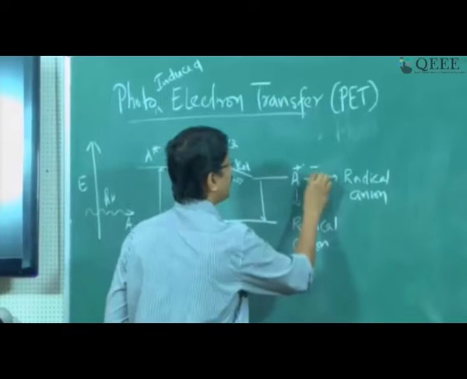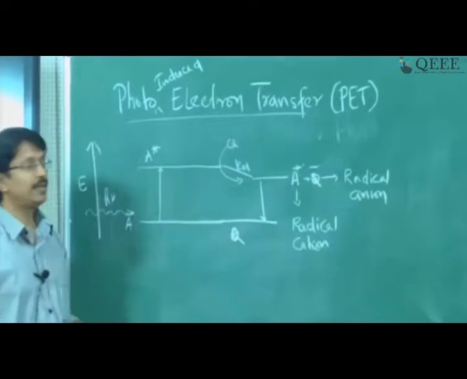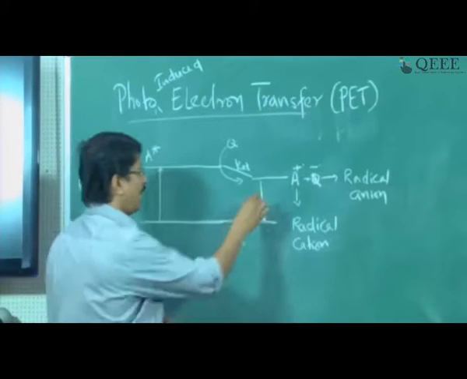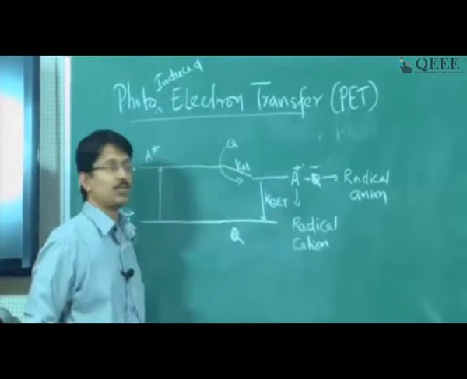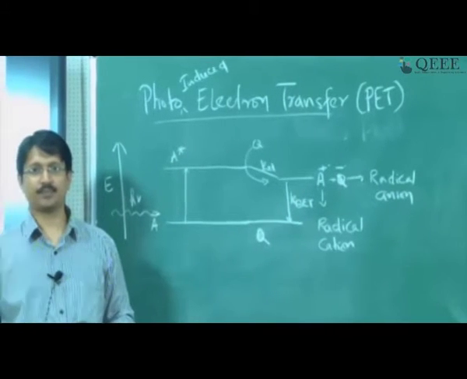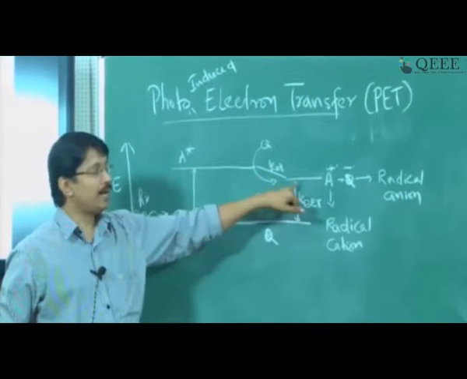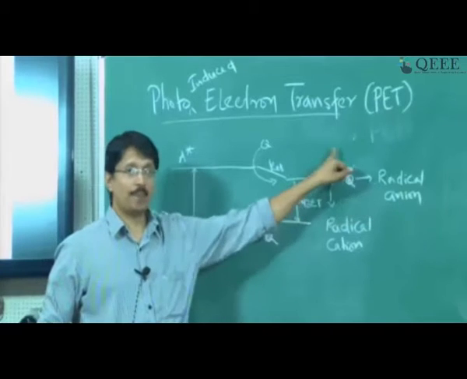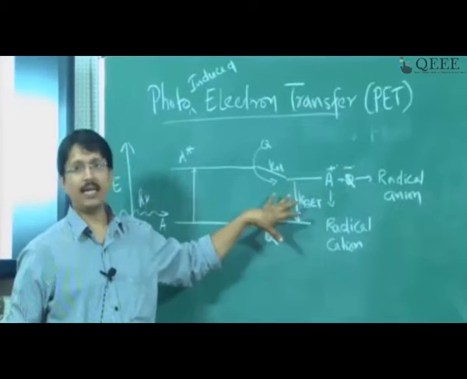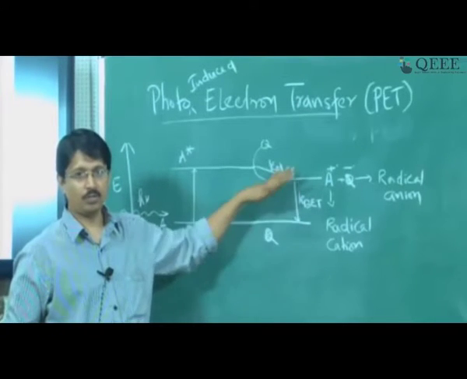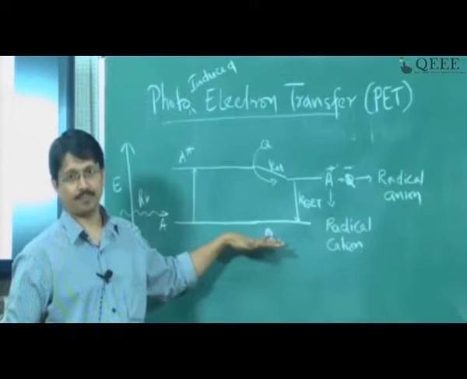I will put Q here because Q is the one that is receiving the electron, and this process is called back electron transfer or BET. So there is a forward electron transfer which produces this radical ion pair, and there is a back electron transfer which is basically an energy wasting process, right, because you are getting the starting materials again.